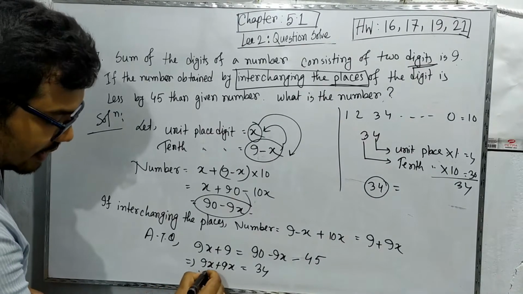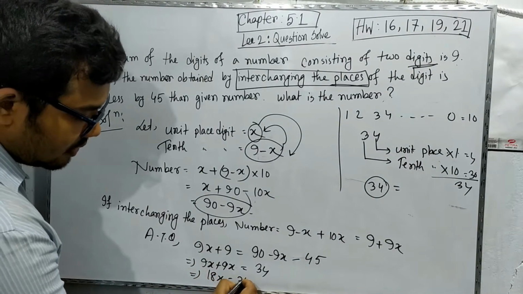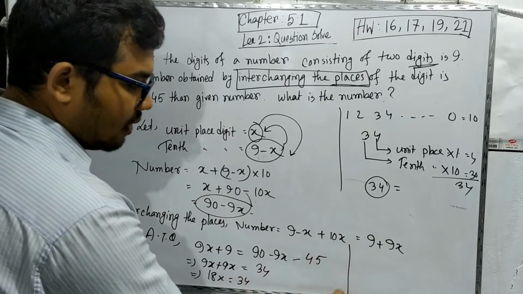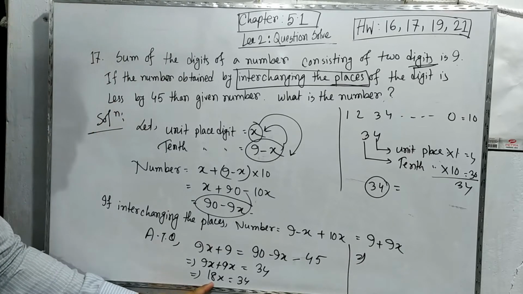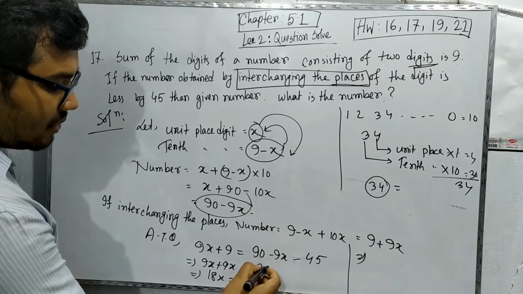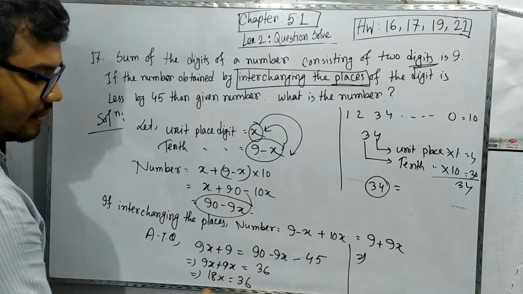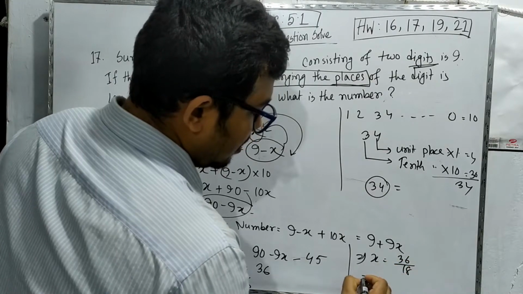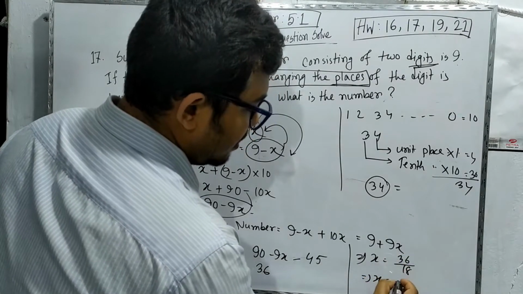From here we can write 18x equals 36, not 34. So x equals 36 by 18, or x equals 2.